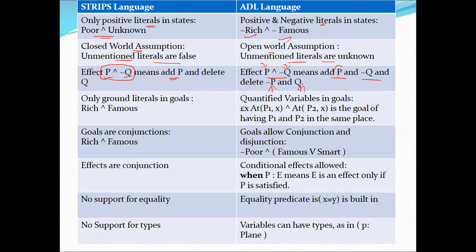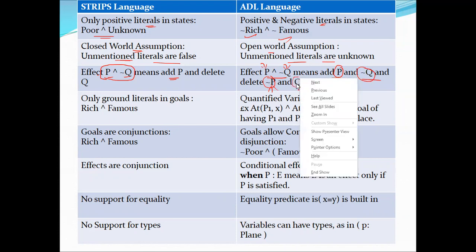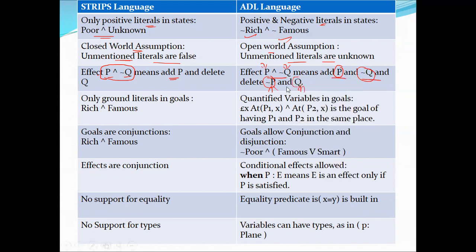So if P is true, then obviously not P is false, right? So not P will be deleted. If not Q is true, then obviously Q is false. So Q will be deleted. Like that it works. Whereas in case of STRIPS, if something is negated, then that will not be in the database. And it includes only ground literals, rich and famous, something like that, right?